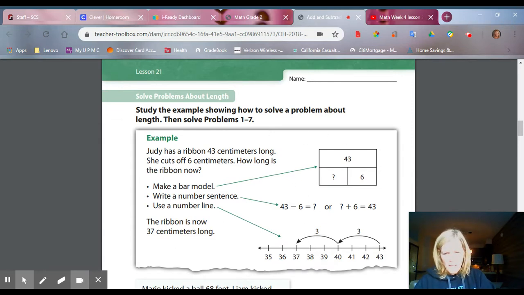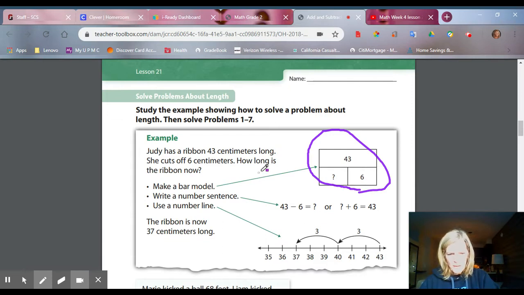One way you can figure it out is by using the bar model that they gave you over here on the right-hand side. In the bar model, they took the greatest length, 43 centimeters long, and they put it in the top longest bar, because that's the total length. She cut off 6 centimeters, so 6 centimeters is part of that total. And they want to know how long the ribbon is now. That's the question. That's what you need to figure out. Okay? So that's one way to solve it.